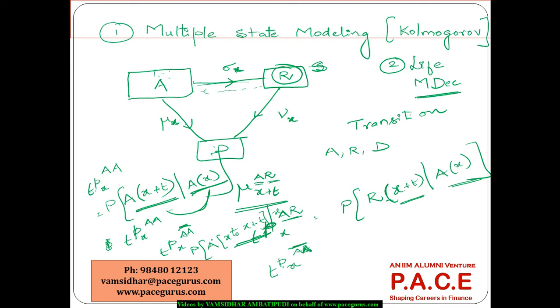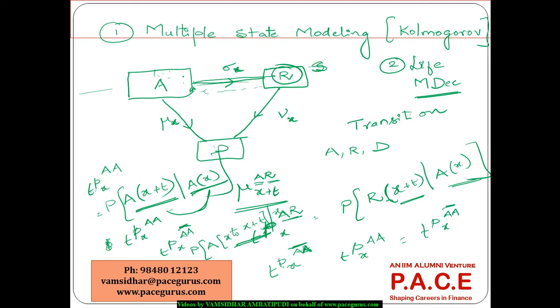He has been there forever in that state. Which means if the return to this particular state A is impossible once I leave this state, in that case I can very well say that t p x AA is the same as t p x AA bar.